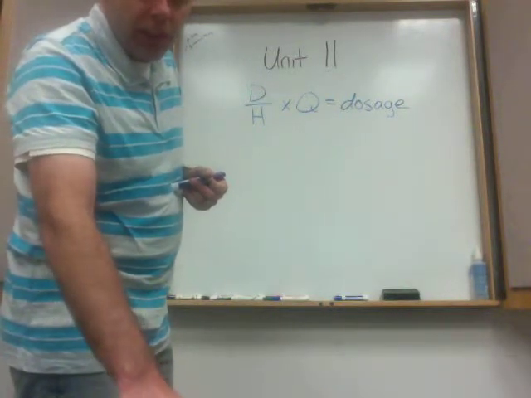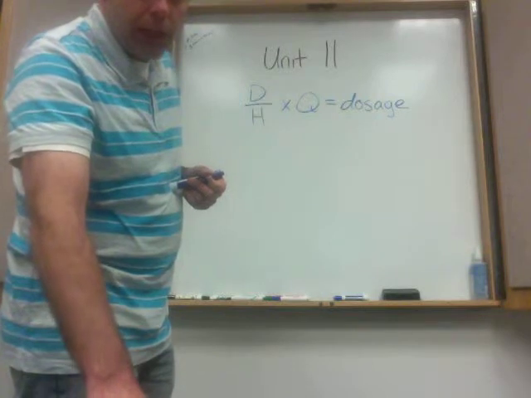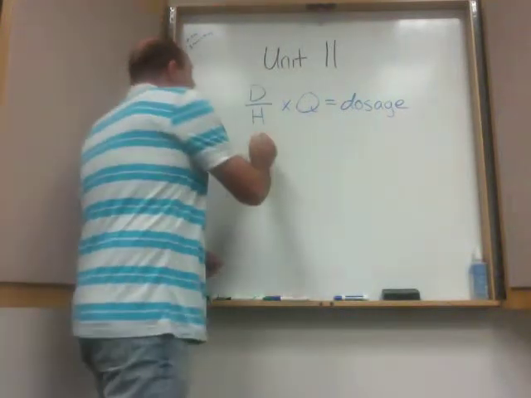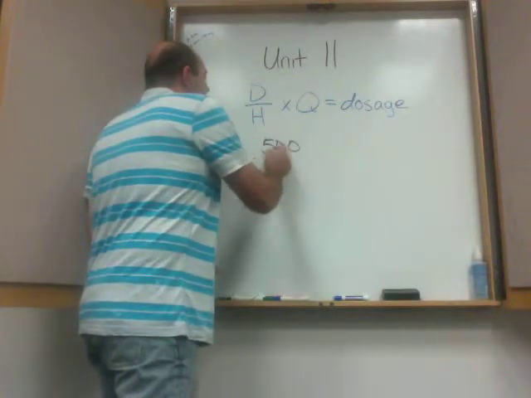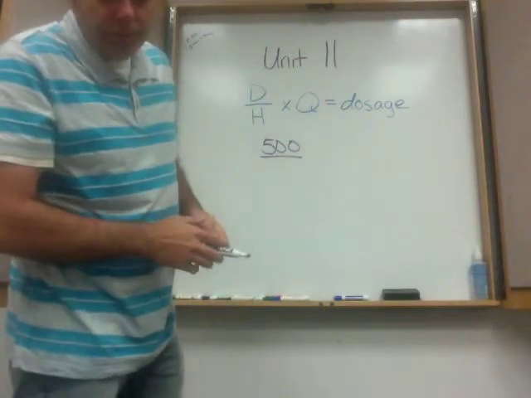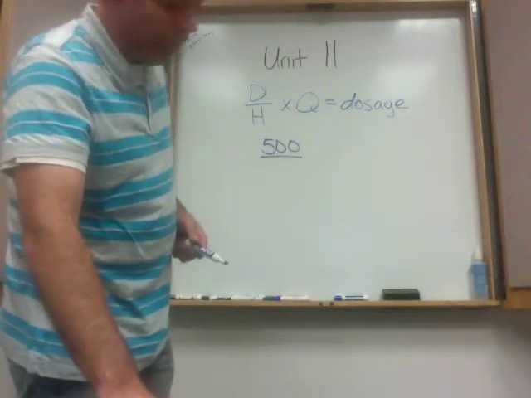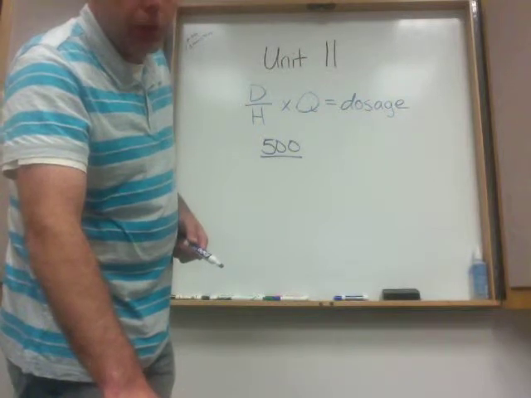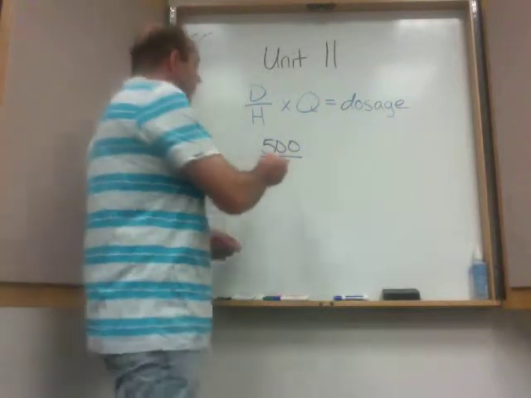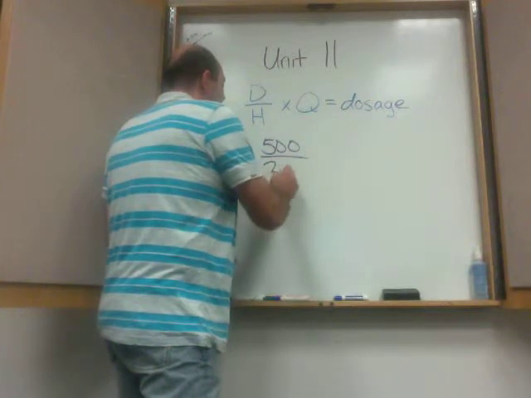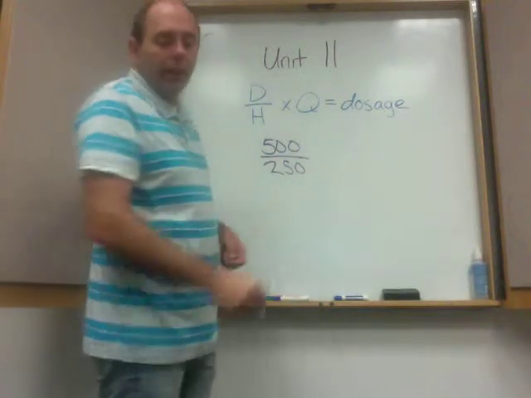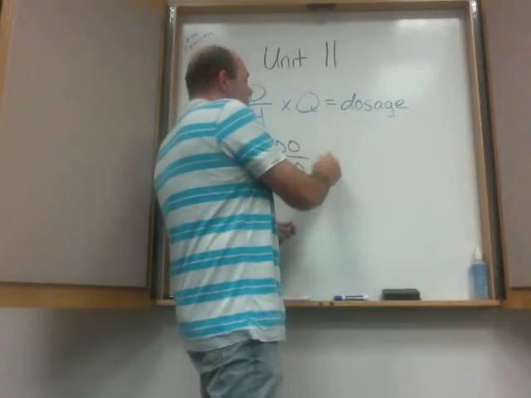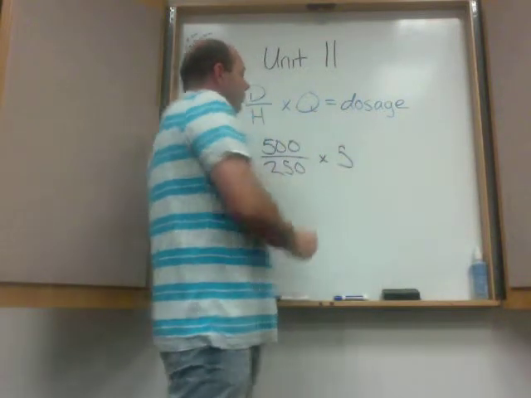So first of all, what did the doctor order? That's my D, 500 milligrams. So that's what I'm going to write down, 500 milligrams. Now, I need to find out what my solution says. And it says 250 milligram per 5 milliliter solution. So I'm going to write my 250 here. And then per 5 milliliter solution, that's my quantity. It's in a 5 milliliter solution. So times 5.